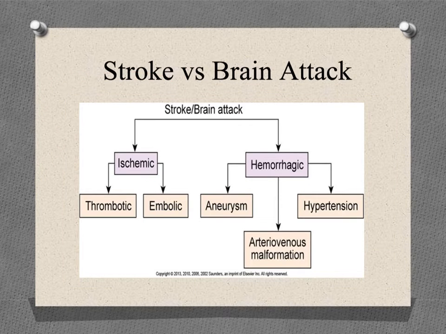This is just a good visual that explains the different types of strokes. Ischemic stroke has two causes. One is a thrombus, which means a clot within the cerebral artery that can be caused by things such as atherosclerosis. Thrombotic strokes do account for more than half of all strokes. They're commonly associated with the development of atherosclerosis, like I said.